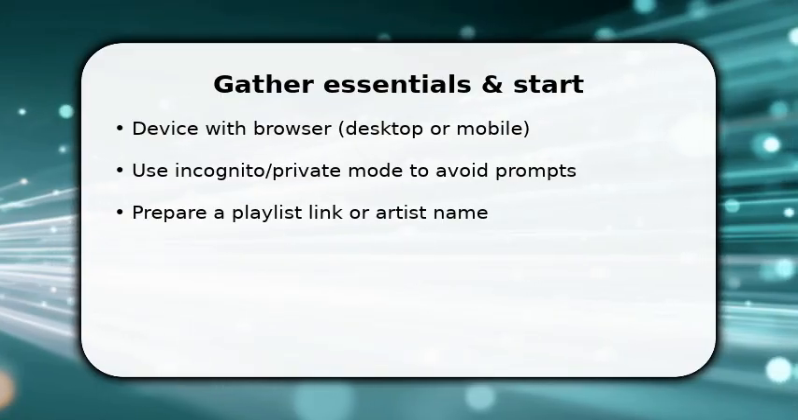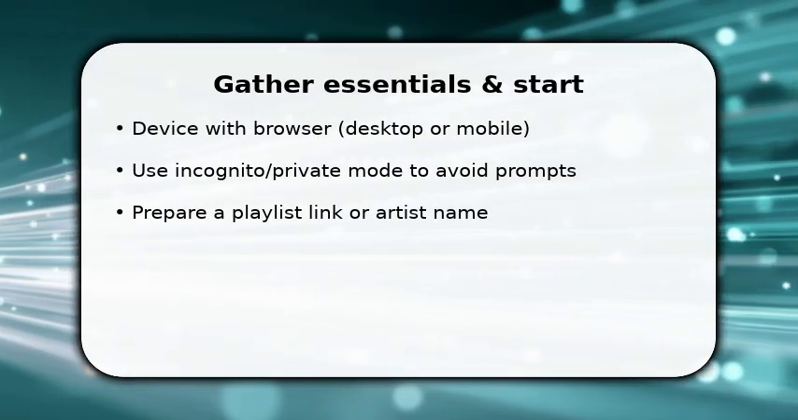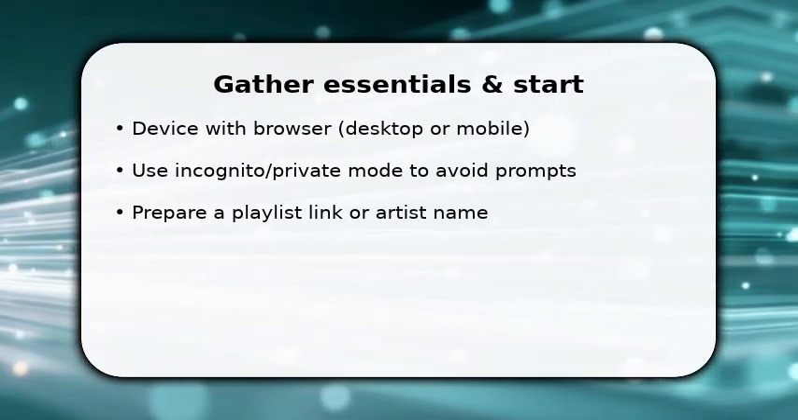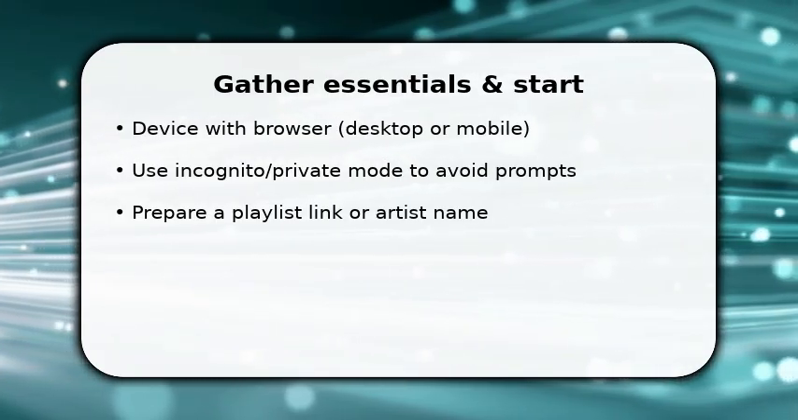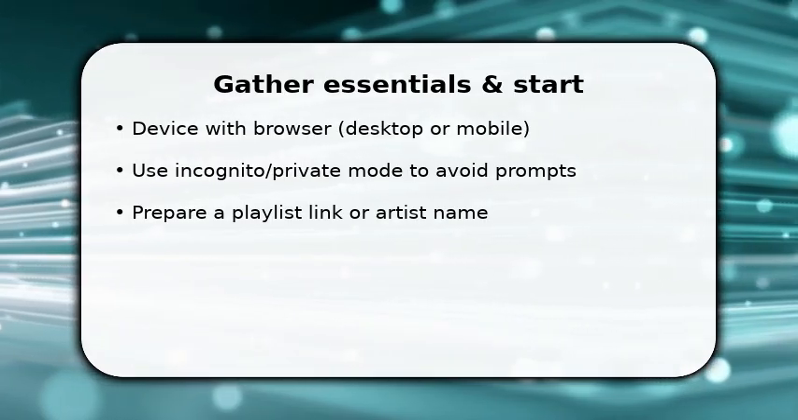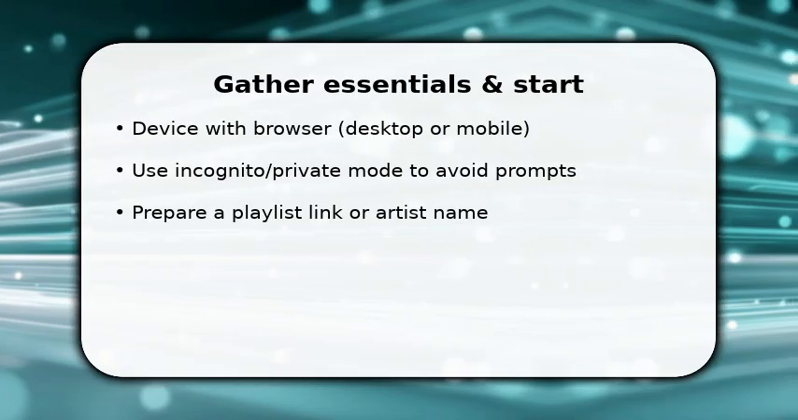You start by opening a browser and choosing incognito or private mode. This prevents automatic login and saved cookies. Next, go to Spotify's web player or search for a track link in search results so you avoid account gates. Once done, type the artist or paste a playlist URL into the address bar to jump straight to content.